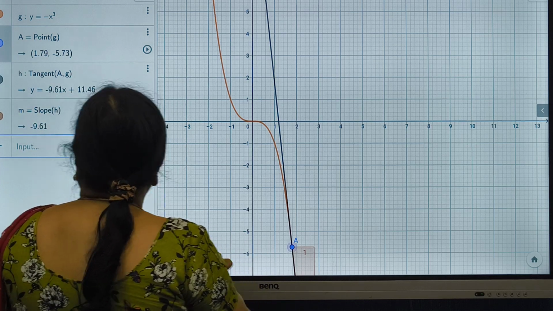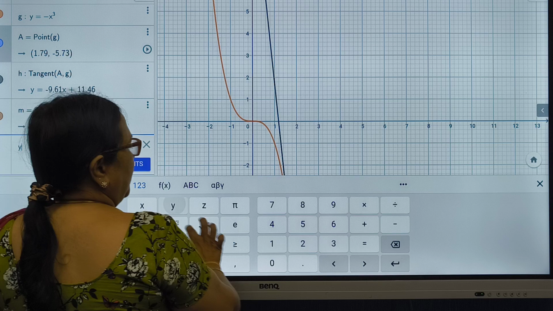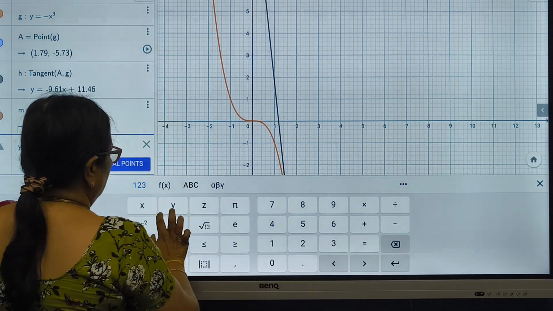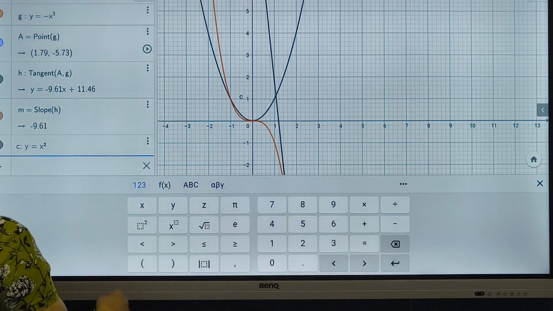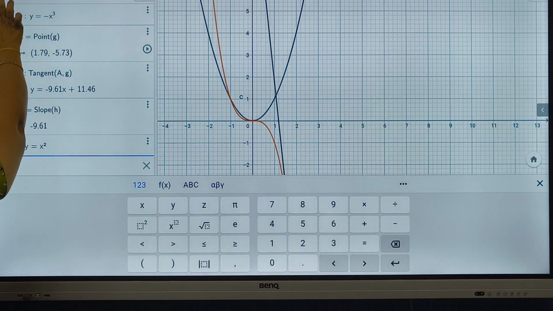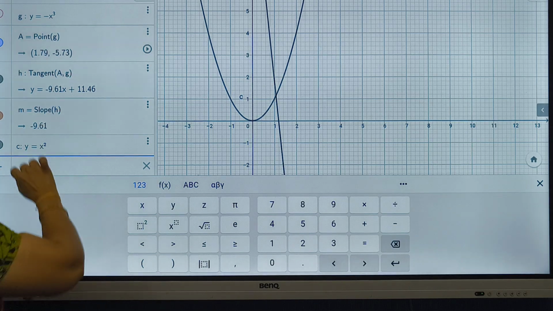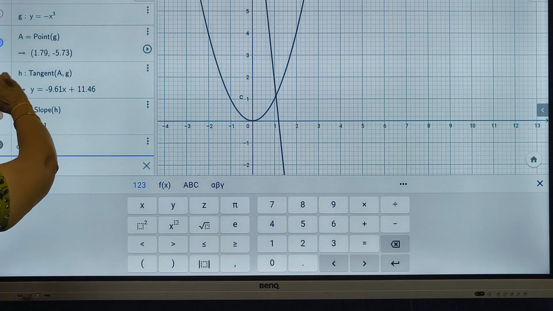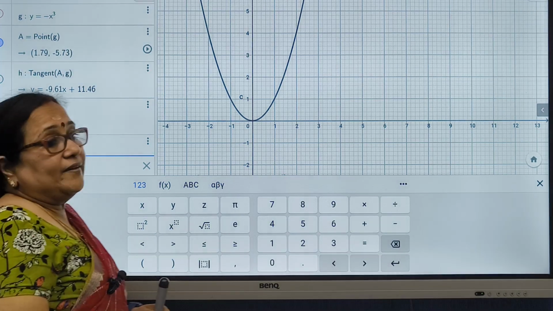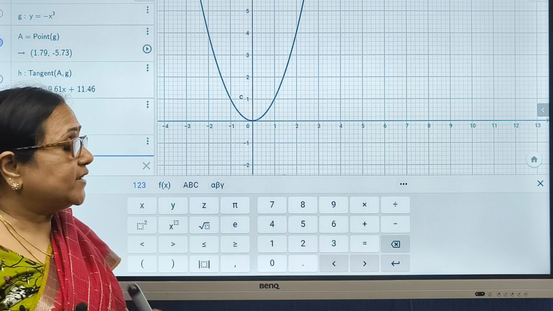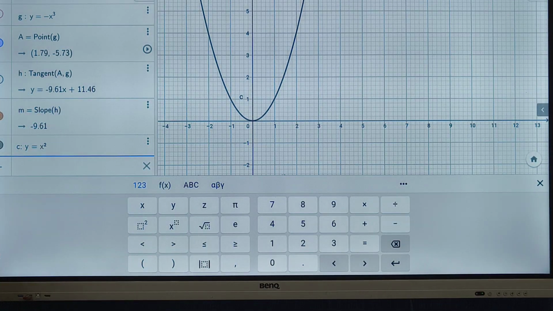Now, let me type y equal to x square. Okay, I have the graph of y equal to x square. Okay, now what can you say about this function?